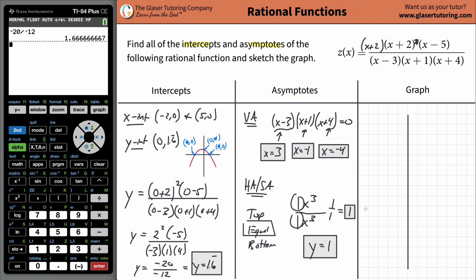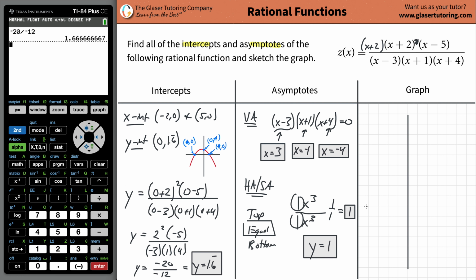So I'm going to maybe offset this a little bit, just looking at some of the values that we got. All right, so maybe I'll just draw this over here. Now let's start plugging in our x-intercepts. So I got it at -2, so (-2, 0). I have it also at 5, 1, 2, 3, 4, 5. And I have a y-intercept at (0, 1.6). So maybe that's roughly around here.